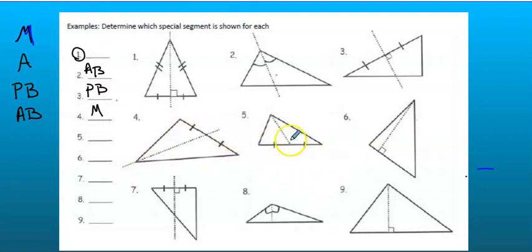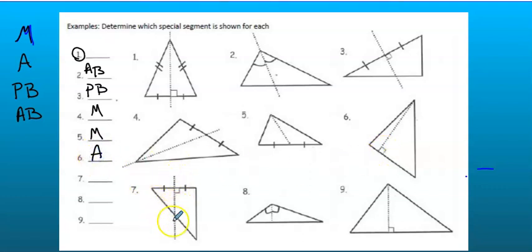Number 5, same thing, vertex to the opposite side, and these 2 are congruent, so that is also a median. Number 6 goes from the vertex to the opposite side at a right angle. It does not cut it in half though, so this would be an altitude.